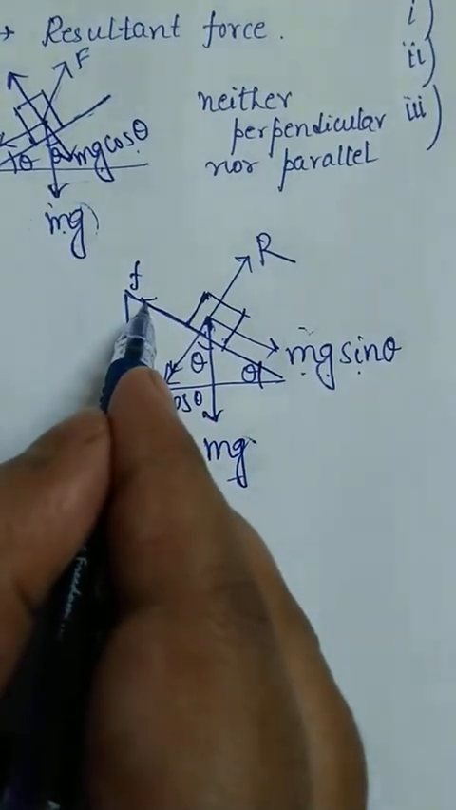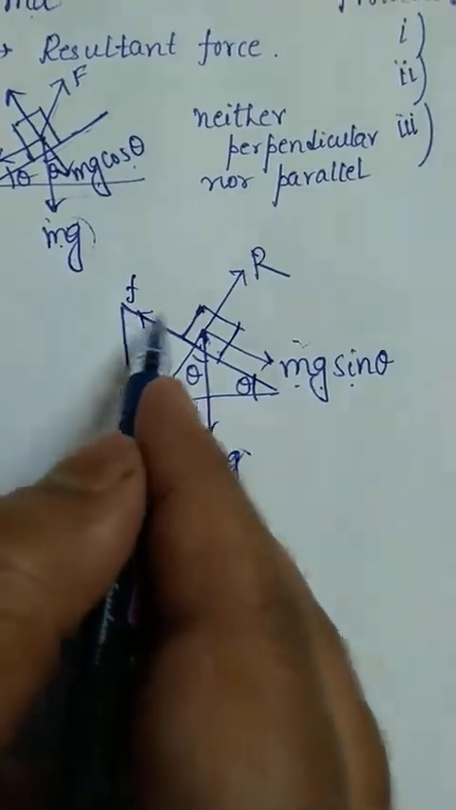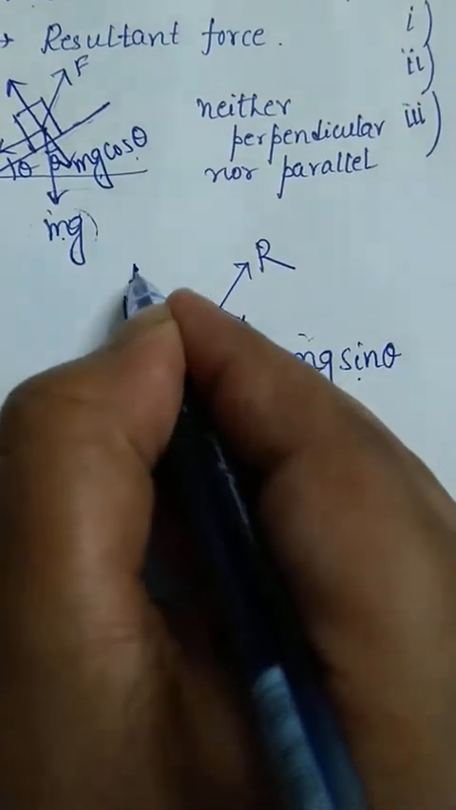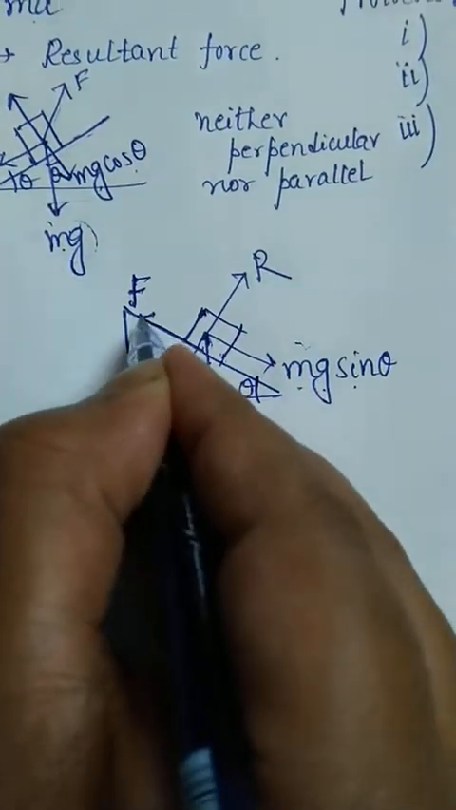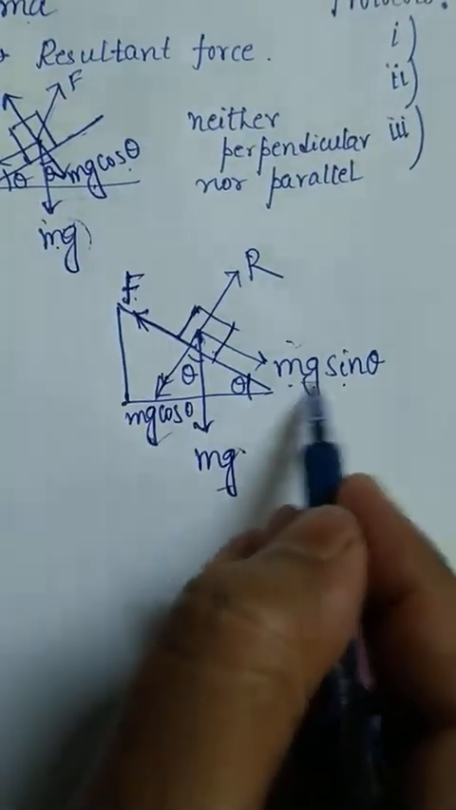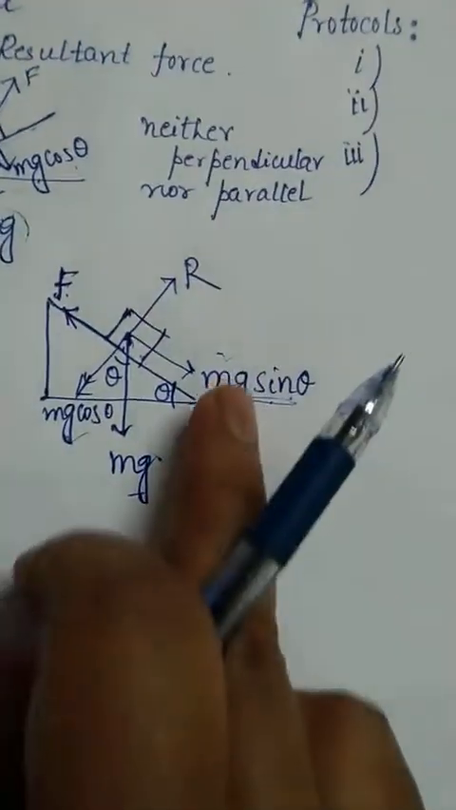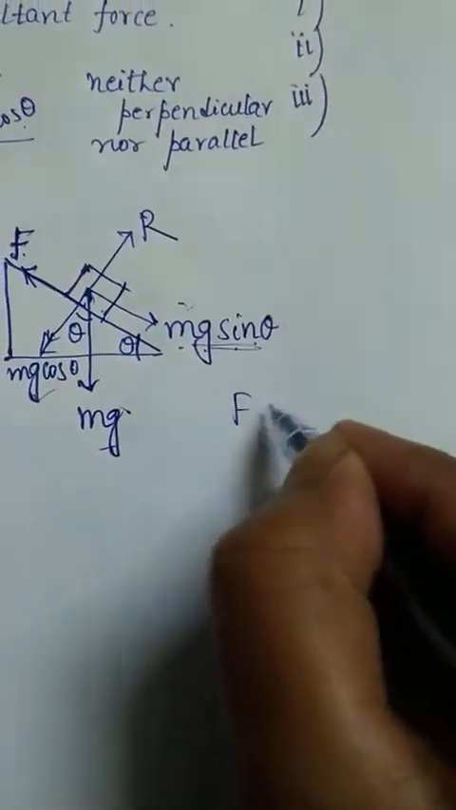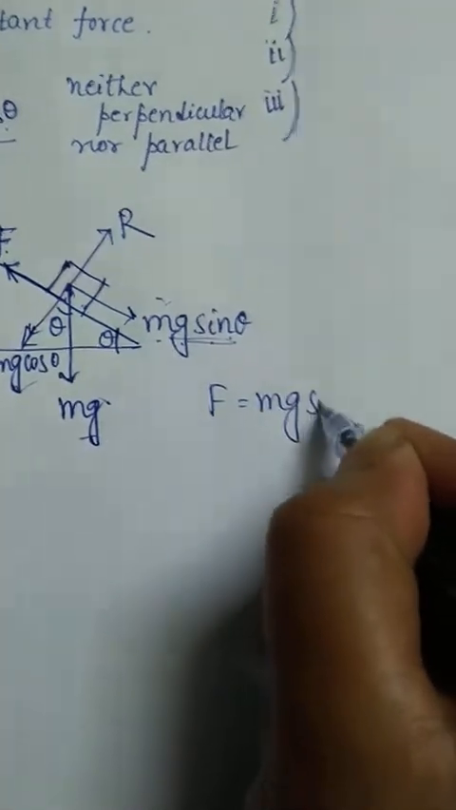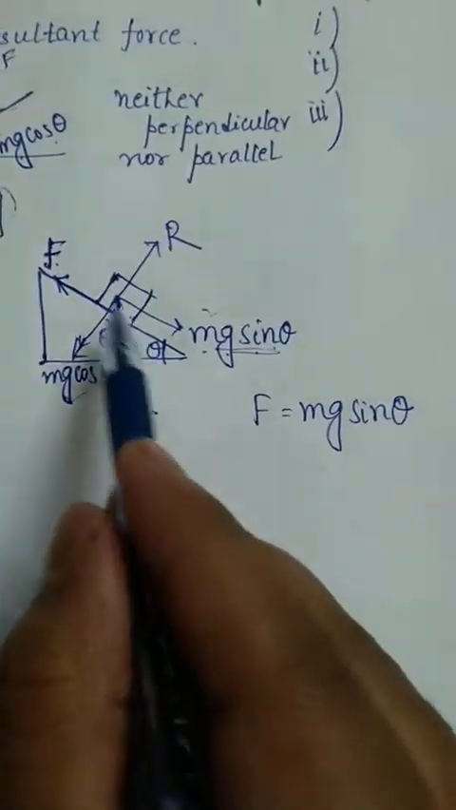Let's say this is the frictional force, or any other force I am giving along this direction. Let's say this is the force F. So basically this force F is balancing this mg sin theta. So if there is no motion, we can write F equal to mg sin theta.